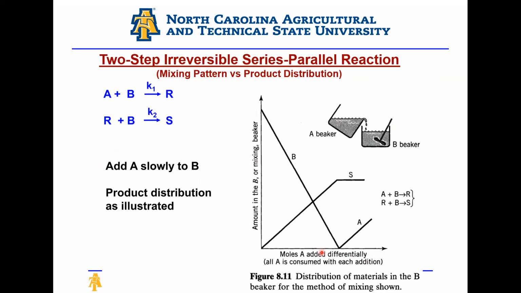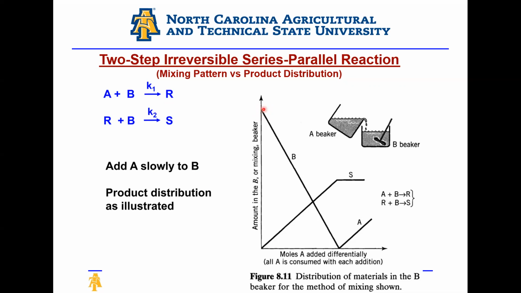So what happens initially? Initially I have just pure B. I'm adding A slowly dropwise, and when I add A slowly dropwise, all the A gets used up, right? And all the A gets used up to make R.